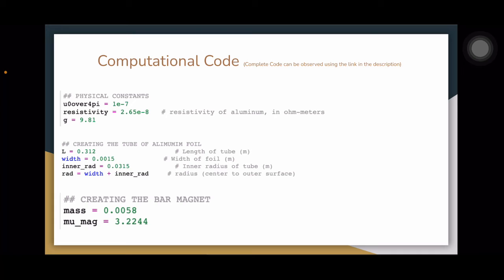Here we have our computational code to set up the computational model of the experiment that we just completed. You can find the complete code using the link in the description. A few of the most important pieces of code that you need are the physical constants, code creating the tube of aluminum foil, and also the code creating the bar magnet. For the foil and the bar magnet, they are the same exact things that we found in our observed data.